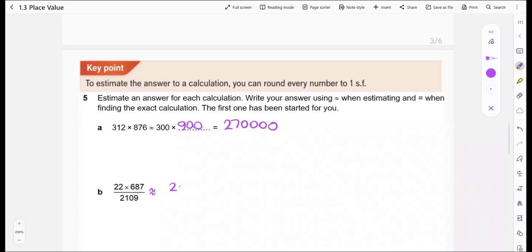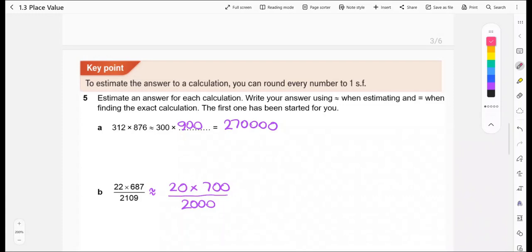22 will round to 20. And that is multiplied by, in this case, 700, because the 8 rounds the 6 to a 7. That is all divided by 2,000. Because 1 is less than 5, so the 2 remains the same.